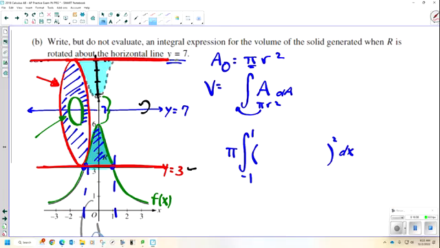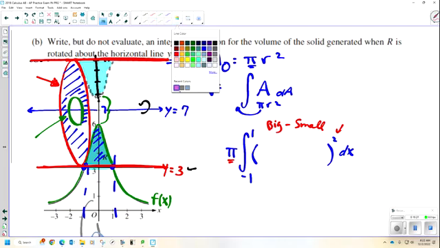Okay, so my radius, I'm really going to do this in one integral instead of two. I could do two separate integrals, but I'm going to do it in one. It's the bigger radius minus the smaller radius. They're both going to be squared. They're both going to be multiplied times pi. So we're good. It's the bigger minus the smaller, just like 4a was. The bigger one is the one that's furthest away from 7. Okay, y equals 3 is farther away than f of x.